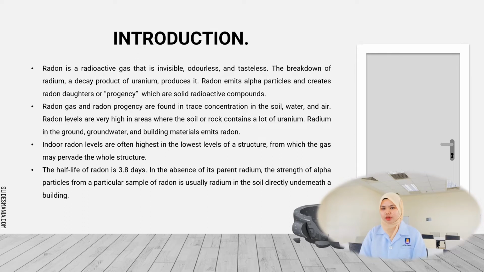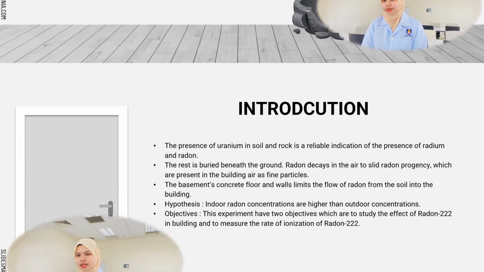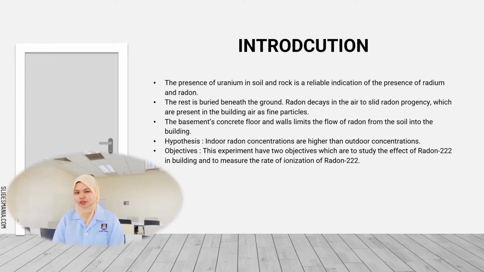The main source of indoor radon is usually radium in the soil directly underneath a building. Groundwater and construction materials are lesser sources of radium. The presence of uranium in soil and rock is a reliable indication of the presence of radium and radon. Because radon is a gas, a small amount of radon created in the soil can enter the structure. The rest is buried beneath the ground.